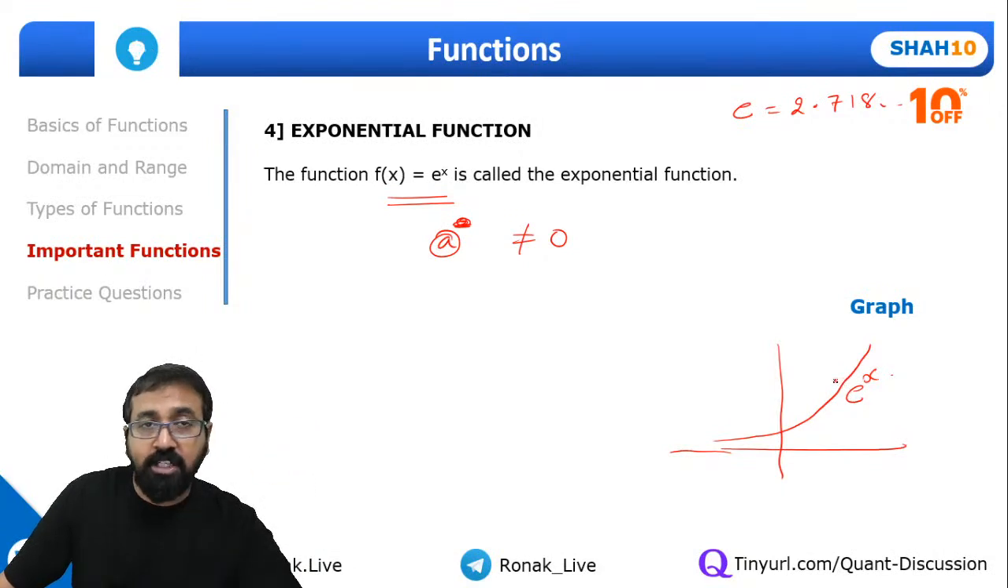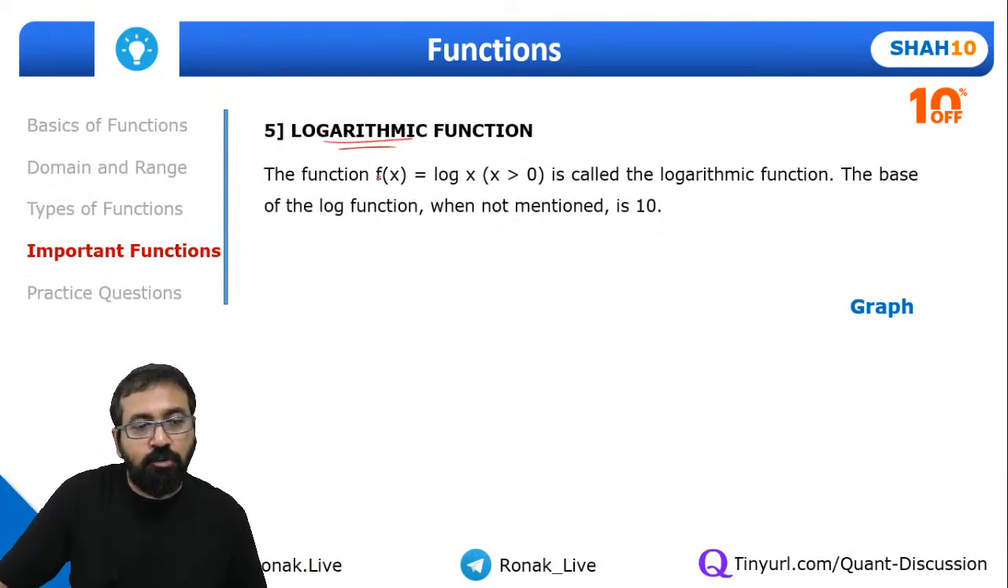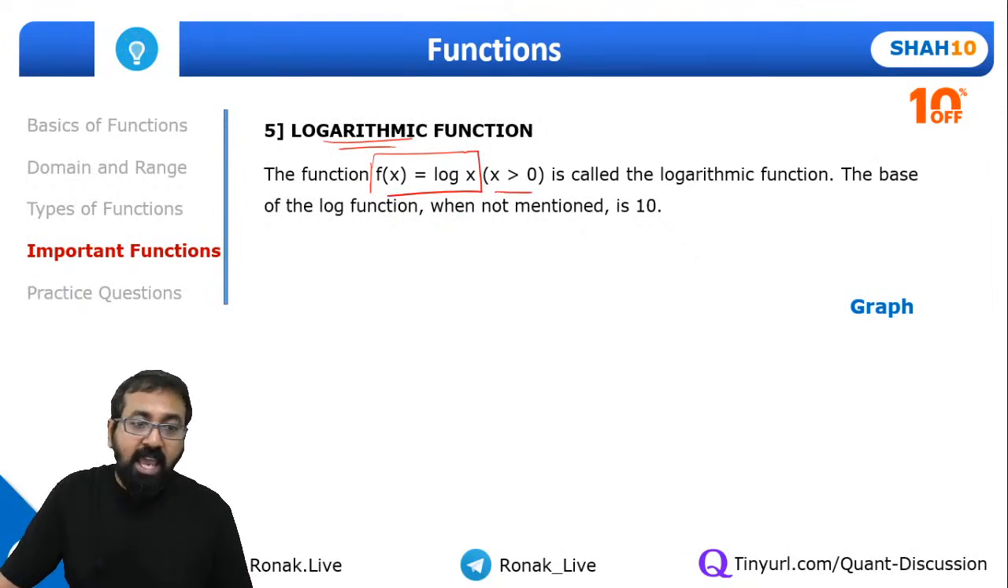I'm sure you are clear on the graph of a linear function and a quadratic. What is the graph of e raised to x? In the same way, a logarithmic function, a function of this form, f of x equal to log of x. Again, x has to be greater than 0 because log of a negative number is not defined. I'm sure you understand this part, right? So how is the graph of this one?